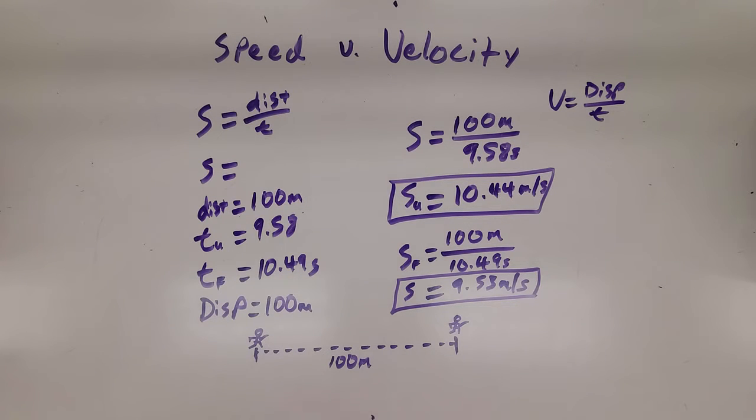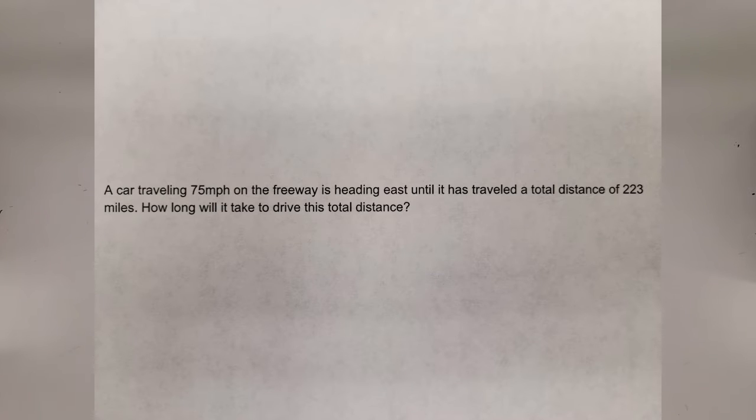Let's go ahead and look at another example. Okay, here's our second example. We have a car traveling at 75 miles per hour on the freeway. It's heading east until it has traveled a total distance of 223 miles. How long will it take to drive this total distance?